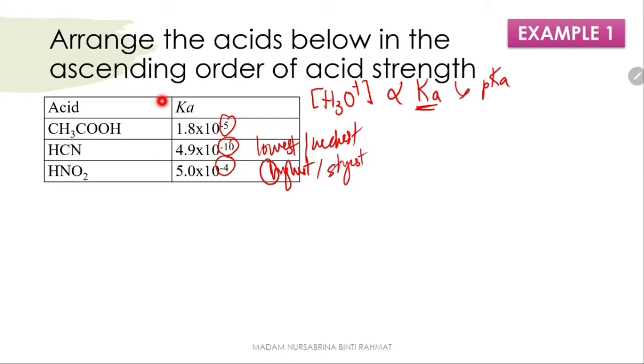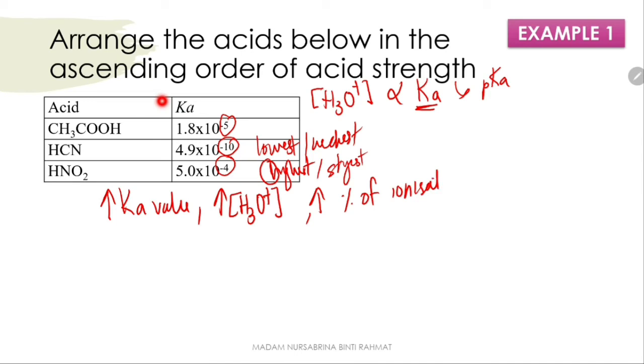It asks you to arrange in order of increasing acid strength. So an increased Ka value means increased H3O+ concentration, which means an increased percentage of ionization, which means increased strength as an acid.